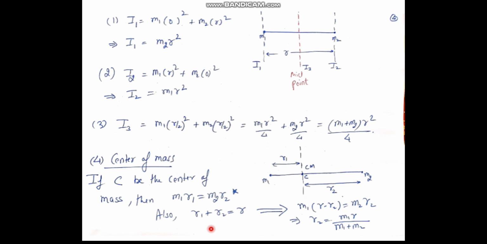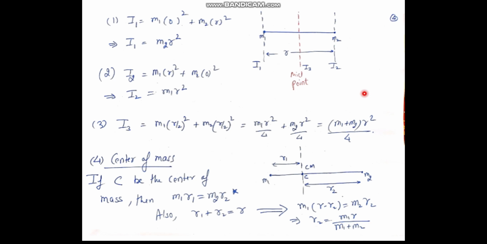So I can take r2 as r minus r1 or r1 as r minus r2, and I put that value in this equation to obtain this. I get m1 into (r minus r2) is equal to m2 r2. Now in this equation I have solved for r2, which is r2 is equal to m1 r by (m1 plus m2).